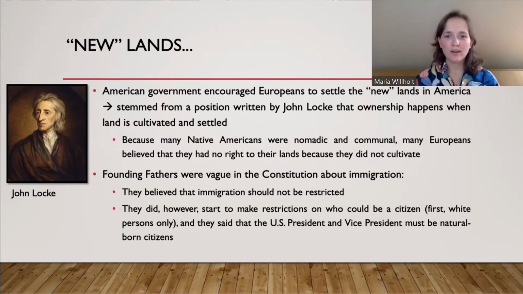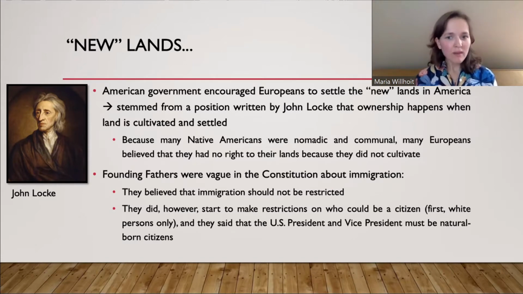which we'll cover. Something about immigration that may shock you is that the founding fathers who drafted the Constitution were actually very unclear and vague about immigration. They generally believed that immigration should not be restricted. So they didn't put a lot of laws in place to make it clear who can and cannot immigrate. They generally wanted America to be open to immigrants.